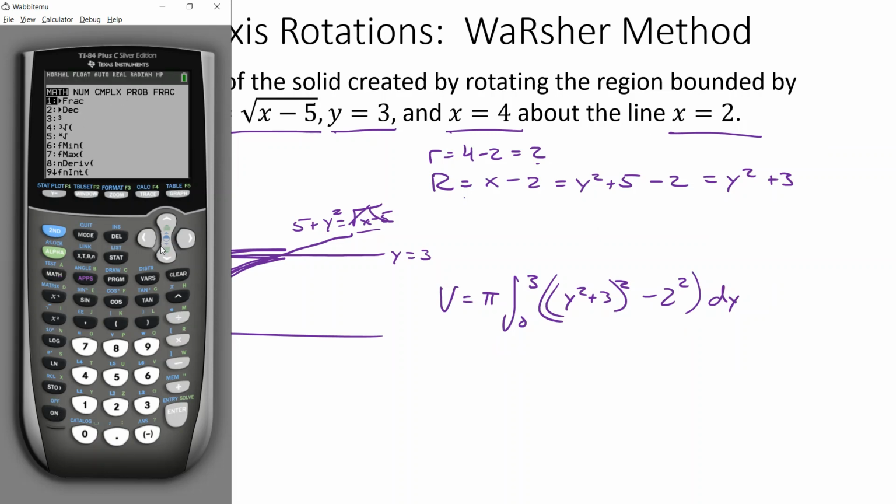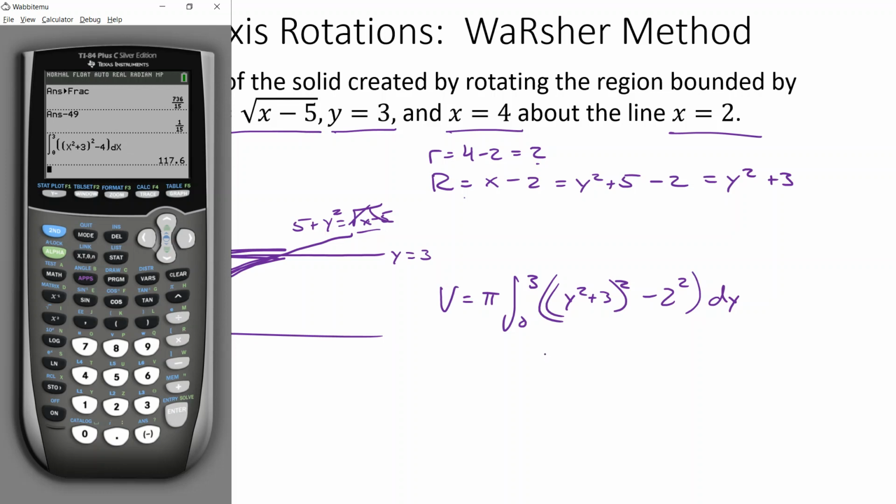All right, we're going to math and then number 9. And we're going from 0 up to 3 along the y-axis. Our function, we can use y, or we can just use x's, is going to be x squared plus 3, and I'm just using x everywhere I've got y, quantity squared, minus my little radius, which is 2 squared, or 4. I used x as my variable because I switched everything over, so there we go.